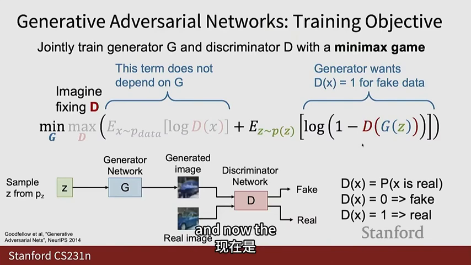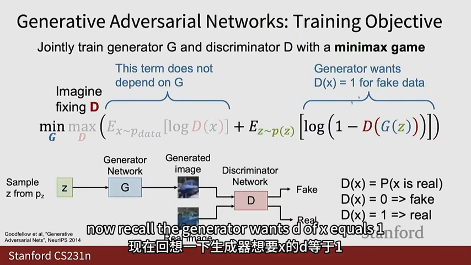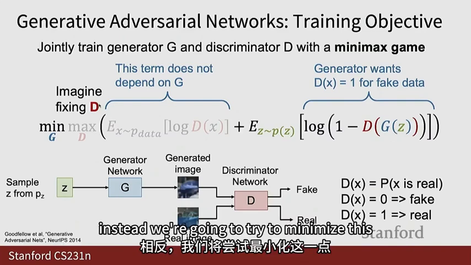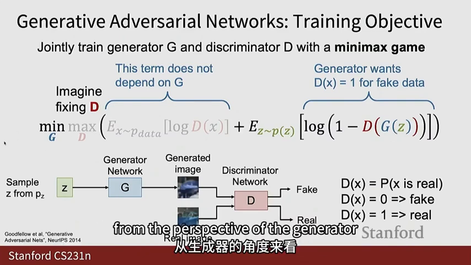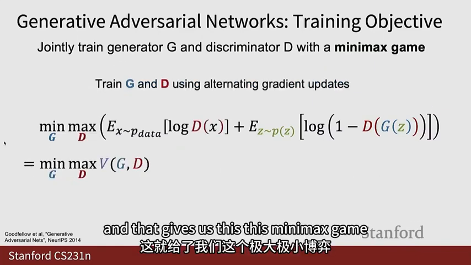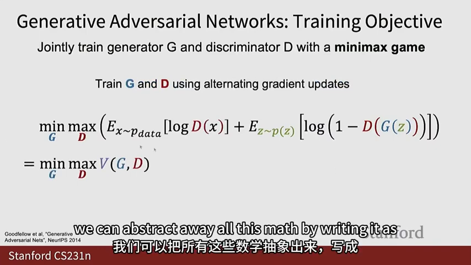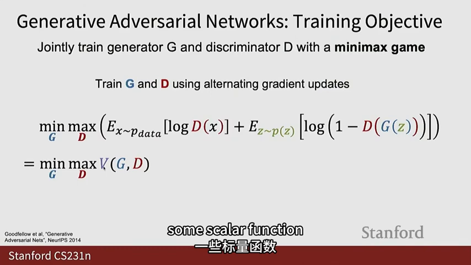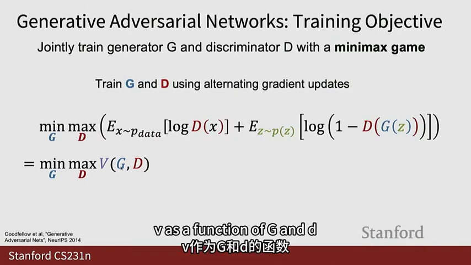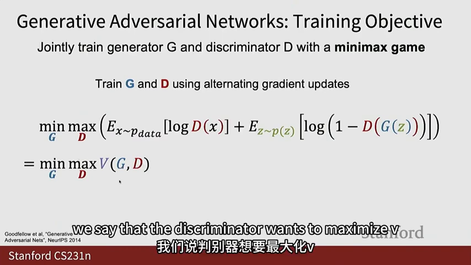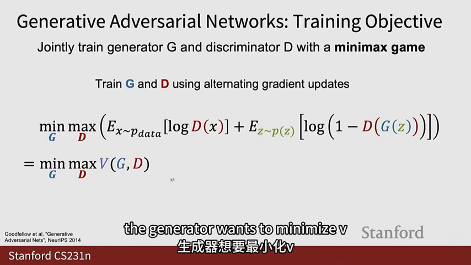And now recall the generator wants D of x equals 1. So rather than maximizing this, like the discriminator wanted to, instead we're going to try to minimize this from the perspective of the generator. And that gives us this minimax game. So in particular, we can abstract away all this math by writing it as some scalar function V as a function of G and D. And then we say that the discriminator wants to maximize V, the generator wants to minimize V.